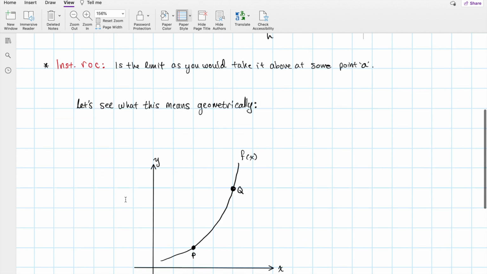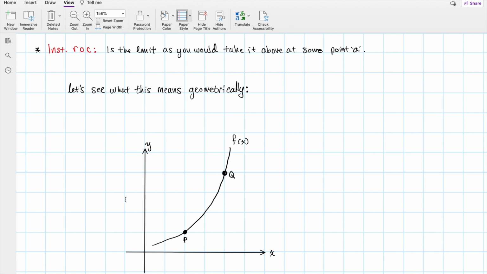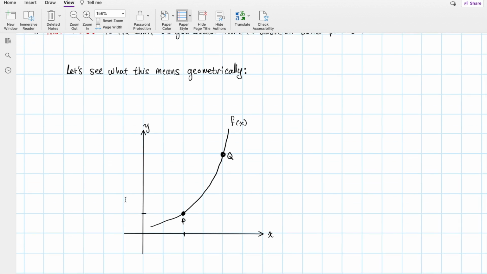So let's see what this looks like geometrically. Say we have some sort of function f at x, and two points that we selected, P and Q. Let's label these values. We start by P over here. Remember, we need to have an x and a y-axis as well.